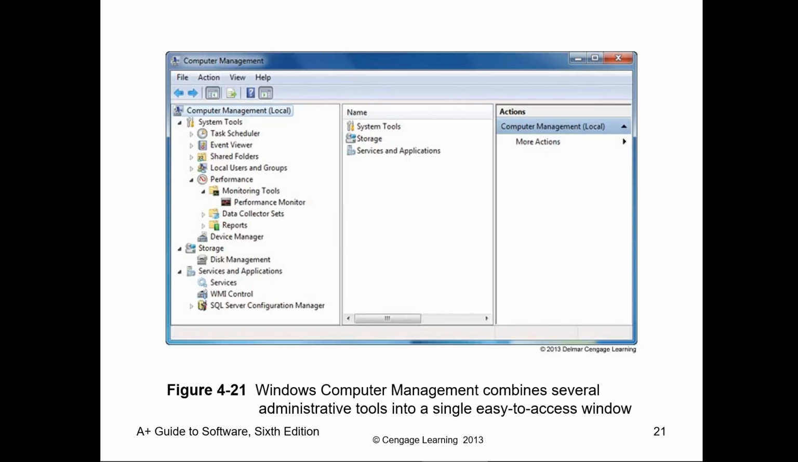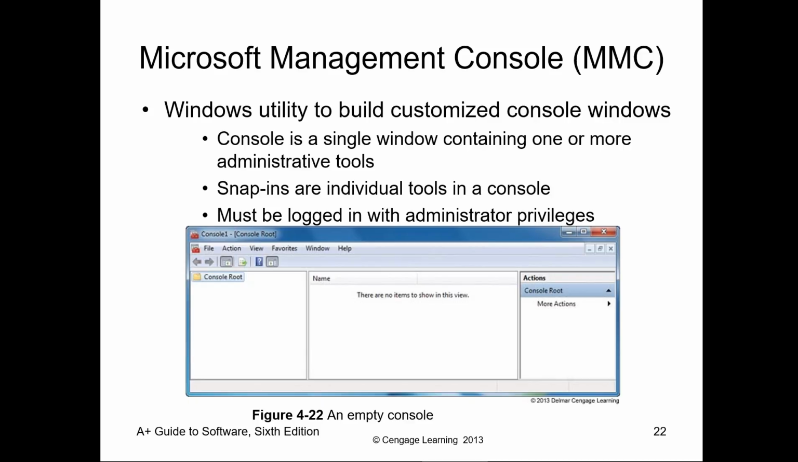This allows us to look at things like Task Scheduler, Event Viewer, Shared Folders, Local Users and Groups, Performance, and so forth. Disk Management is also here. Remember, this is just a collection of management snap-ins, also known as Microsoft Management Console, or MMC. An empty MMC console has no snap-ins. We can add in the tools that we need. Like if we need Disk Management, we add it in. If we need Local Users, we add it in. If we need Task Scheduler, we add it in. This management console can be customized.